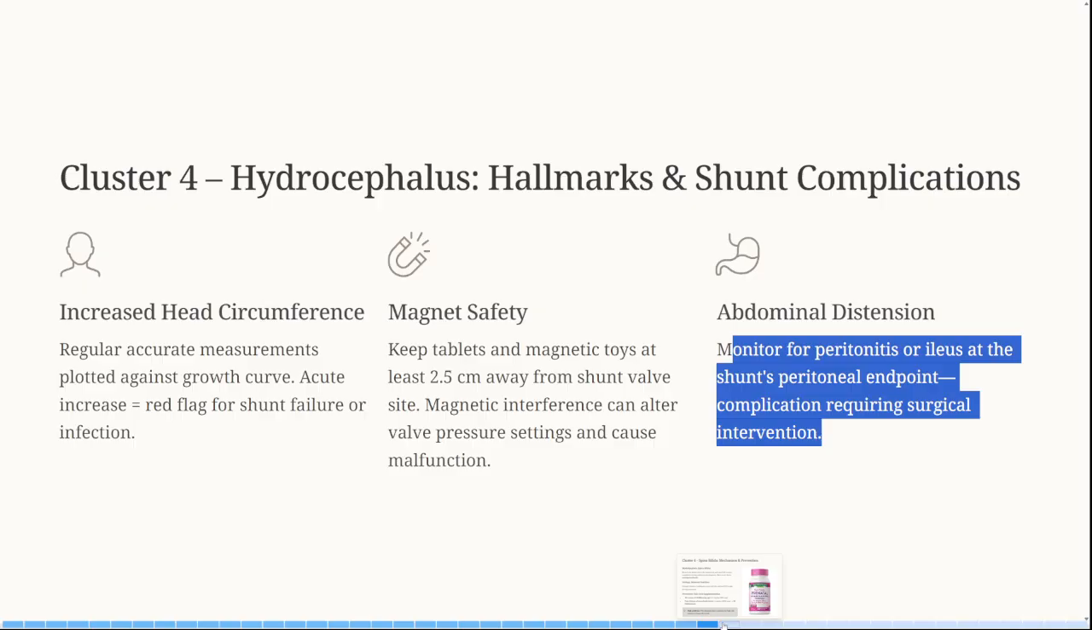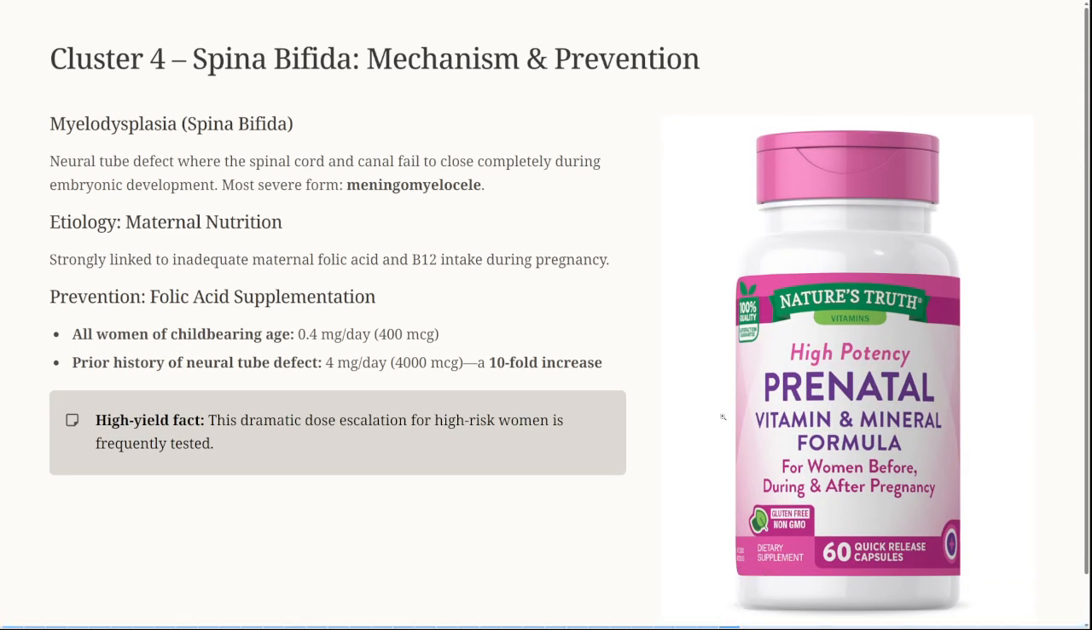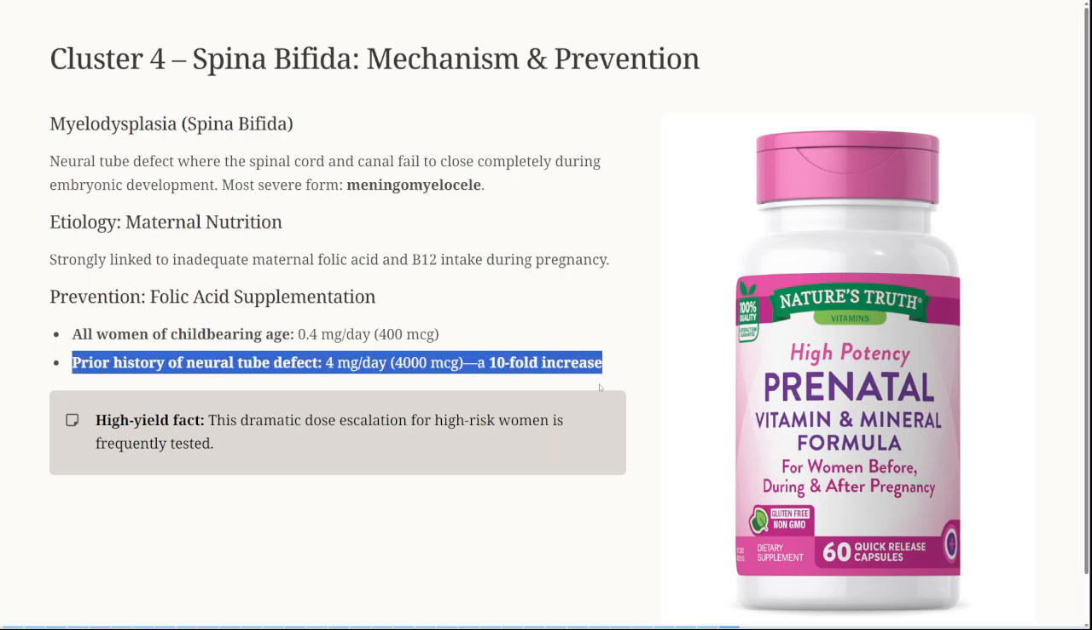Okay, moving to myelodysplasia, or spina bifida, specifically the most severe form, meningomyelocele. This is a malformation where the spinal cord and the canal fail to close completely, and the etiology is very strongly linked to the mother's nutritional status. And the prevention is incredibly high yield. It is. It requires adequate maternal folic acid and B12 intake. All women of childbearing age should take 0.4 milligram a day of folic acid. But if there's a prior history of a neural tube defect, an NTD, that dose needs to be increased significantly, often up to 4 milligram a day.